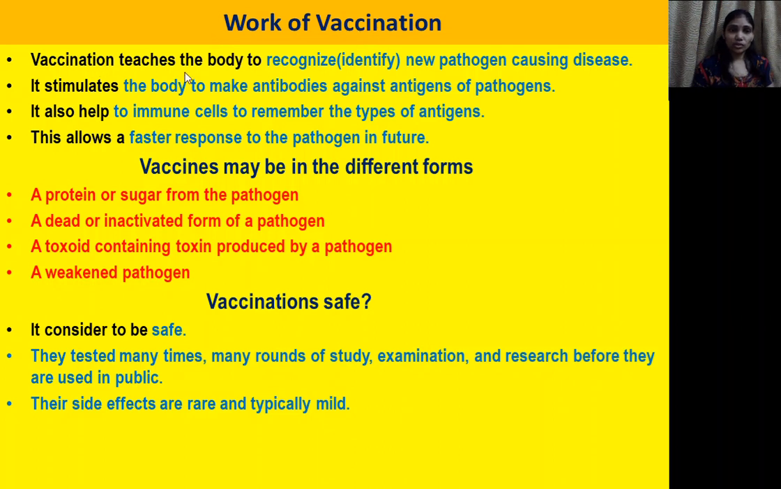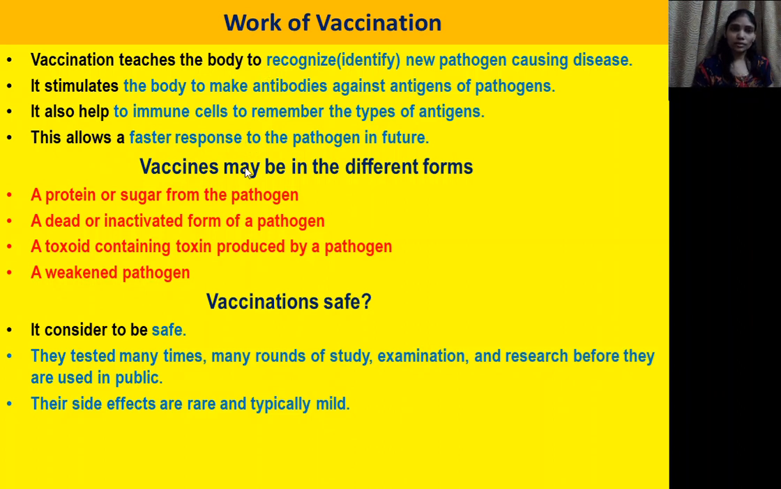Vaccination teaches the body. If someone is given a vaccination, it teaches the body and stimulates it to recognize any pathogens which cause the disease. Then it stimulates the body to make antibodies against that antigen. It also helps immune cells remember that type of antigen, and this allows a faster response to the pathogen in the future.